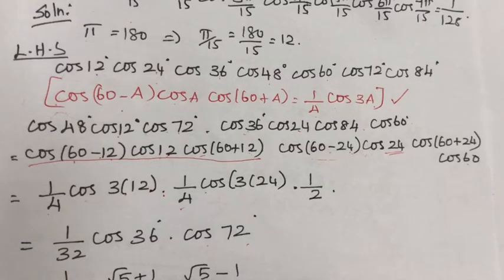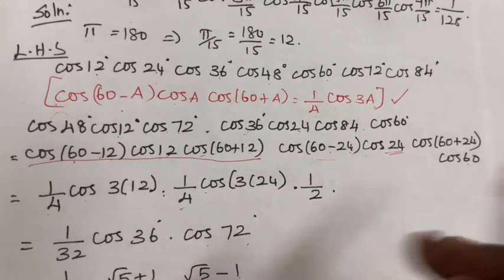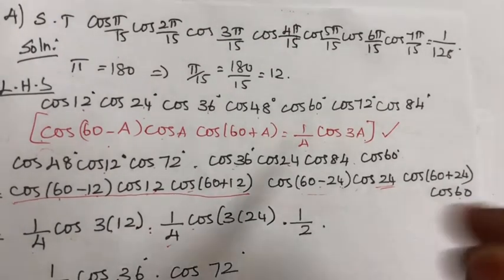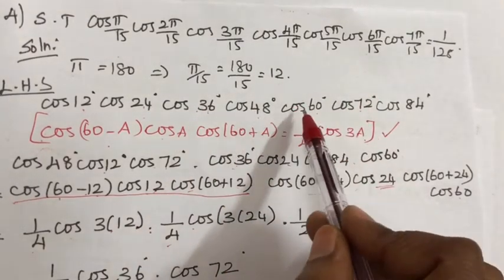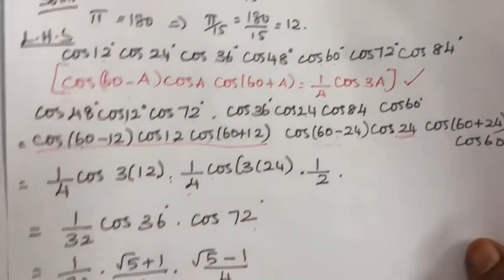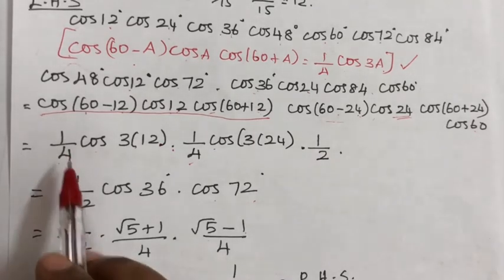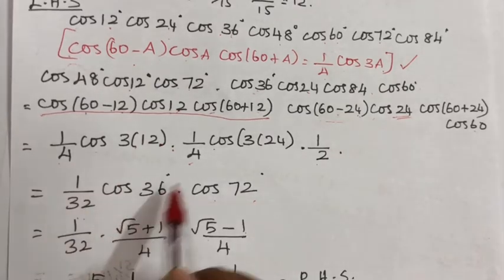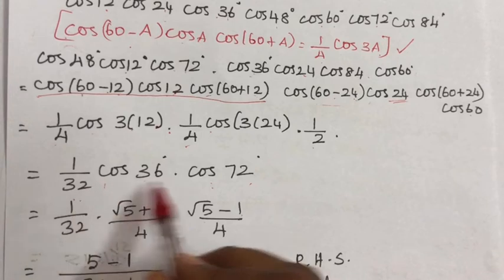Cos 72 is root 5 minus 1 divided by 4, and cos 36 is root 5 plus 1 divided by 4. Now in this problem, we know the value of cos 36 and cos 72 and cos 60 only. Okay, so we are regrouping it, and now we bring it as 1 by 32. How 1 by 32? 4 into 4 into 2. So 1 by 32 into cos 36 into cos 72. We know the value of these two ratios.